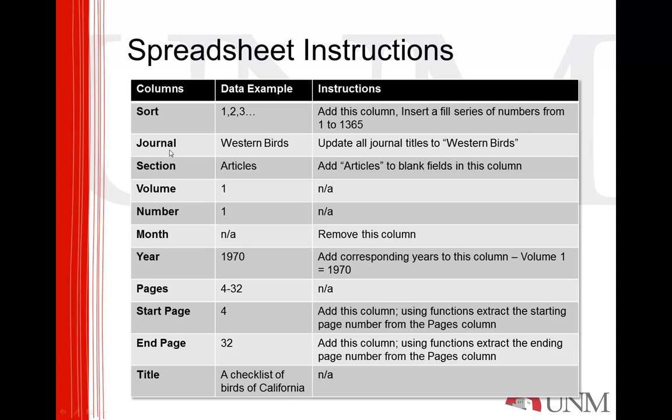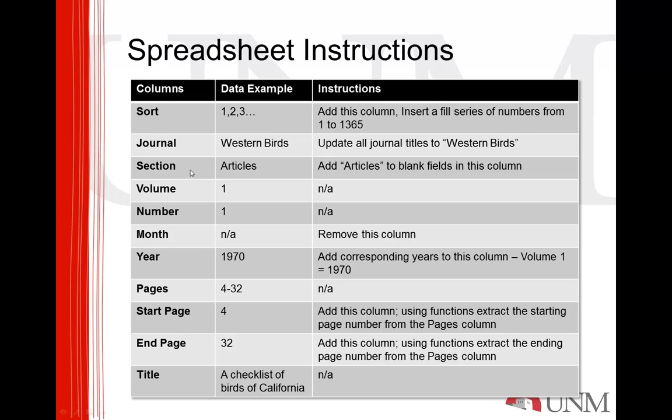Then we need a journal title field, and the name of the journal was originally California Birds, and I believe there's one other transitional name before it landed on its final name, which is Western Birds. So all of the journal title entries in this column for your manipulated set of data on the right-hand side of the spreadsheet need to read Western Birds.